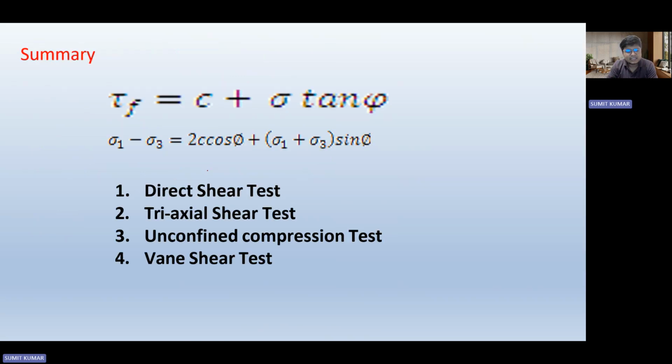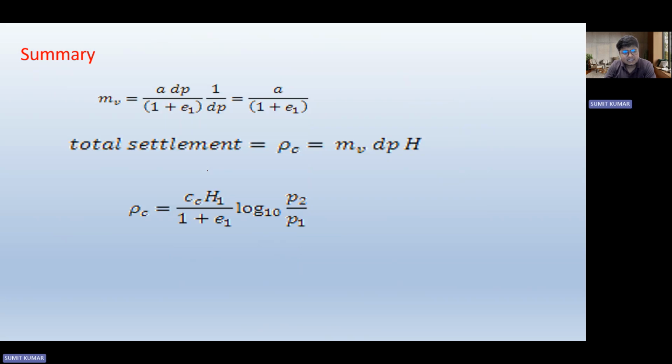Following that, as I have mentioned earlier, we have understood the direct shear test, triaxial test, UCS test, vane shear test. With the help of pictorial representation, I have repeated these things step by step, and afterwards we have solved the problem associated with the same in a very descriptive manner. Following that, we have developed the understanding about the settlement, compressibility, volume compressibility, or coefficient of consolidation.